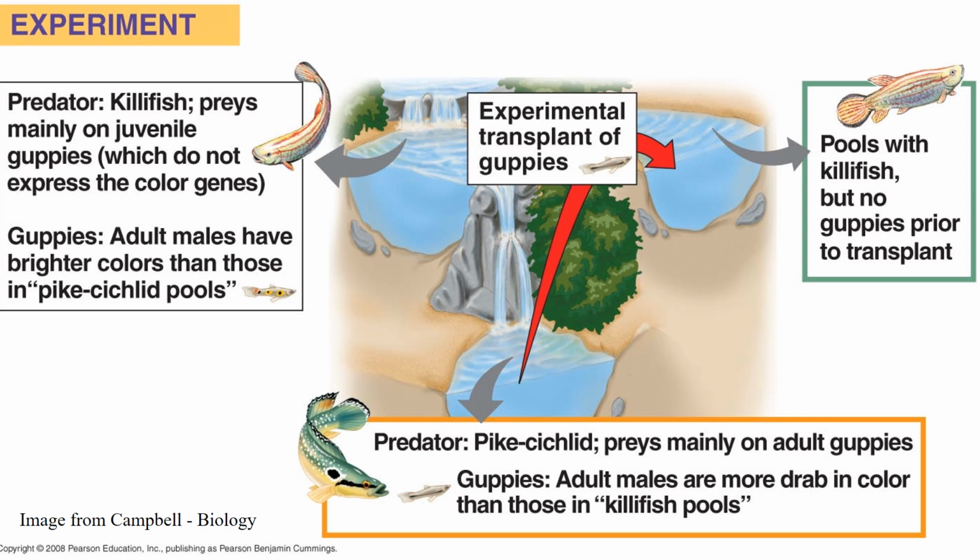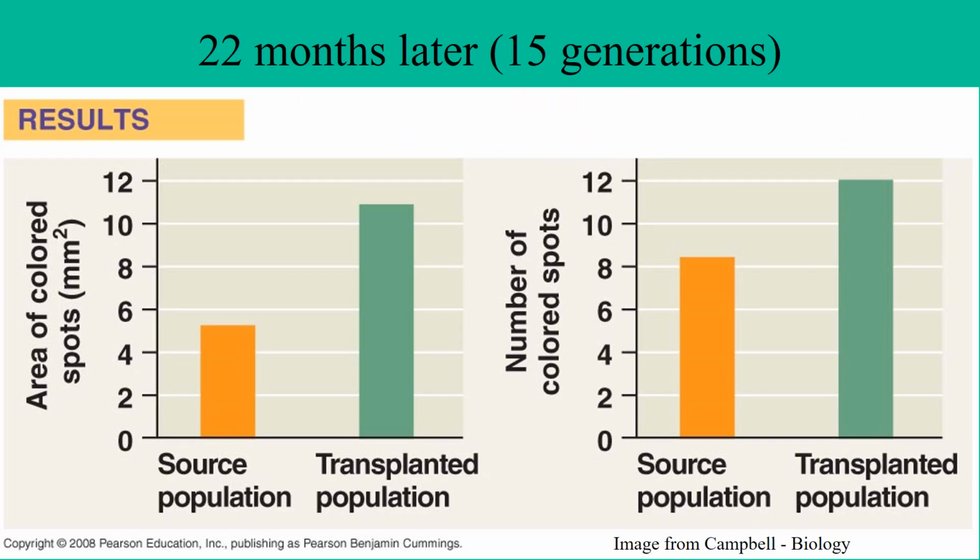And these guys can have a new generation in like 6 weeks. So it's very rapid reproduction and maturity with the guppies because they're so small. And so over a 2-year period of time, they actually dramatically increased the amount of coloration that they had. 22 months later, so 15 generations, the populations shifted their coloration as such. They went from, on average, 5 square millimeters of colored spots beforehand, doubling that to 11 square millimeters of colored spots, so twice as colorful 2 years later.